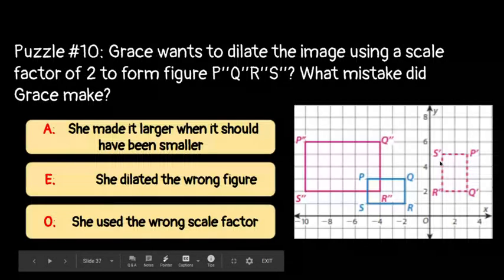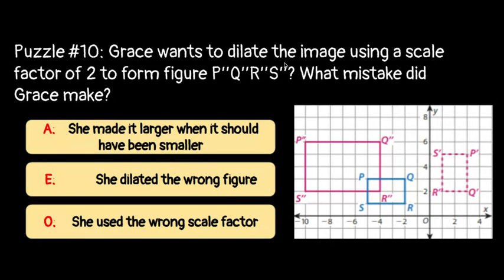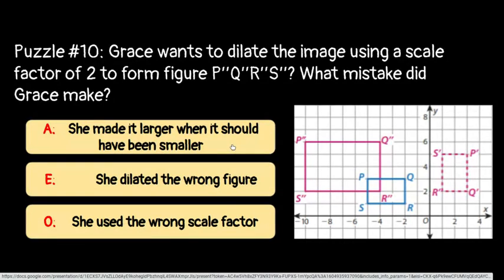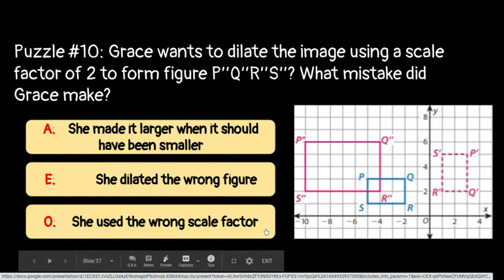So here we can see our new triangle. Now it says Grace wants to dilate the image using a scale factor of 2 to form figure P double prime, Q double prime, R double prime, S double prime. So she wants to take this figure and dilate it by a scale factor of 2. So we need to see that this is the figure that Grace made. What mistake did she make? Did she make it larger than when it should have been smaller? Did she dilate the wrong figure? Or did she use the wrong scale factor?